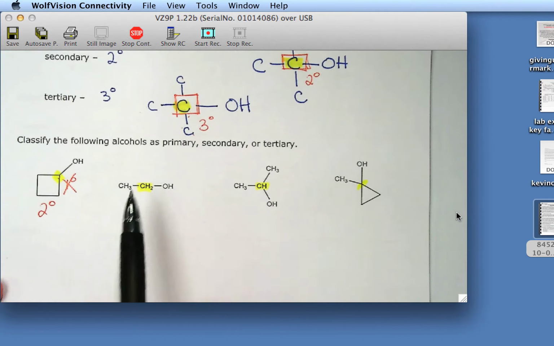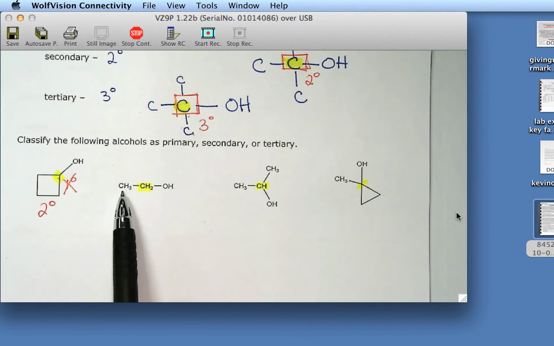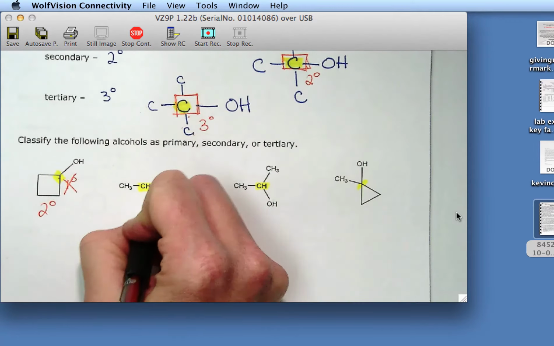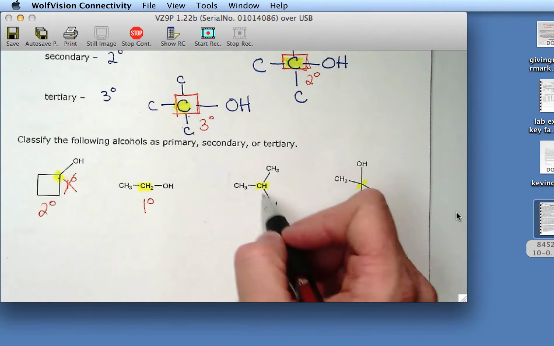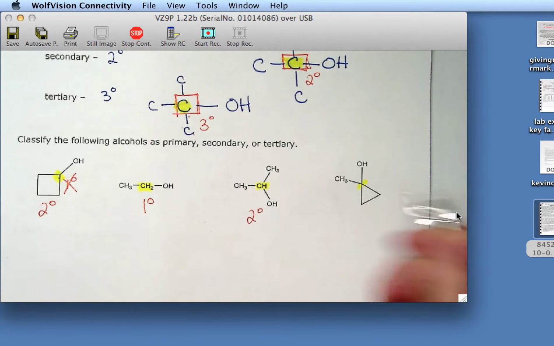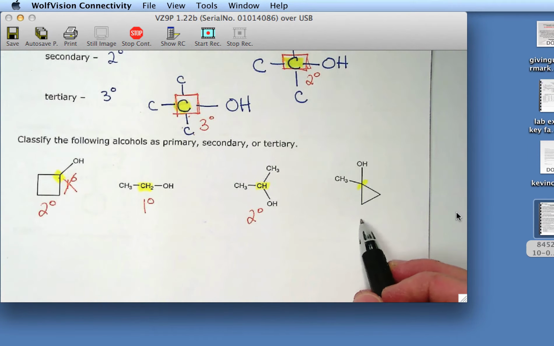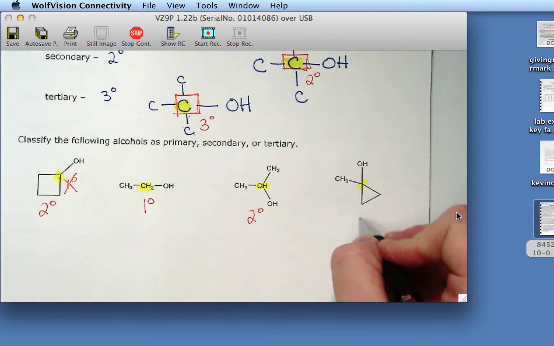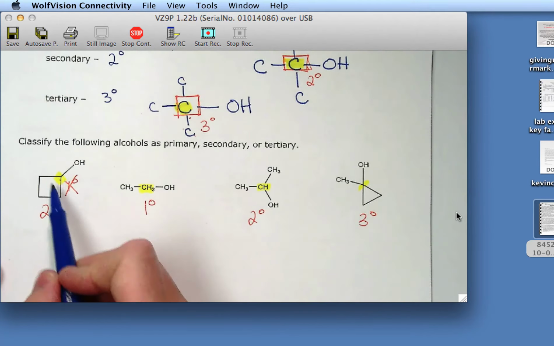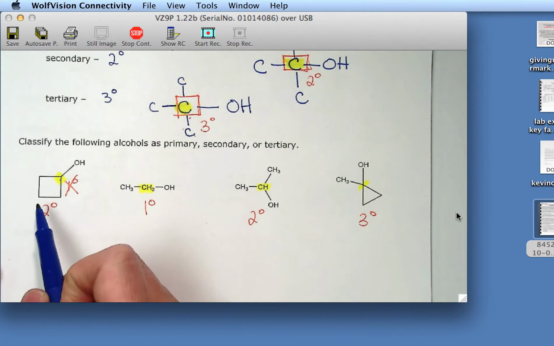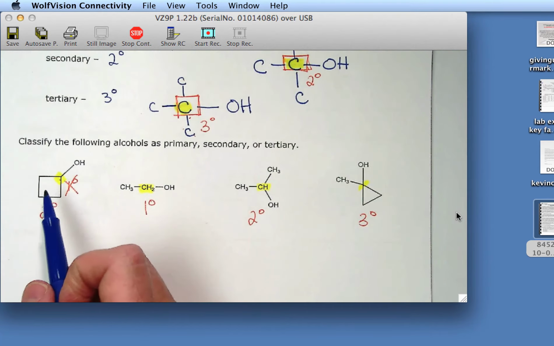All right, what about this one? Primary. There's your primary. Excellent. What about this guy? Secondary. What about this last one? Tertiary. Yep. And I'm just going to name these for you so that you get exposed to these. We're going to learn how to name alcohols in just a second. So this would be cyclobutane, but it has an alcohol, so it's cyclobutanol.